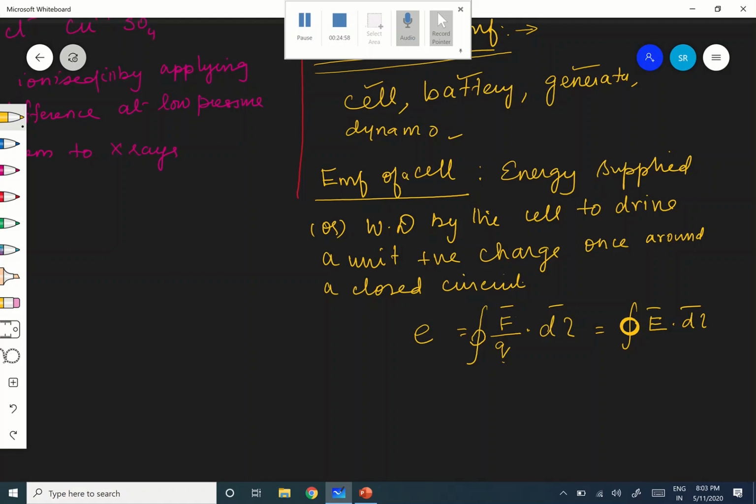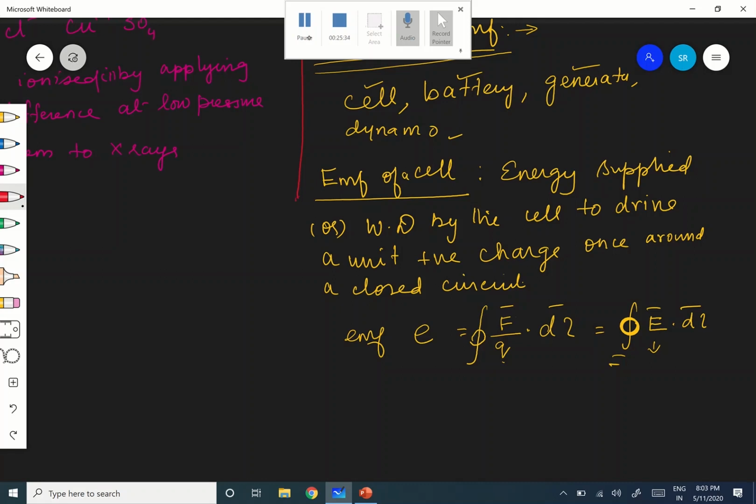Are you following? Therefore, E is equal to the integral of E dot dl, where E is the electric field and dl is a small path. To travel a very small path, the work done in taking a unit positive charge through a very small distance is E dot dl. But once around a closed circuit means this is the integral over a closed circuit. So this is the definition of the EMF of the cell.